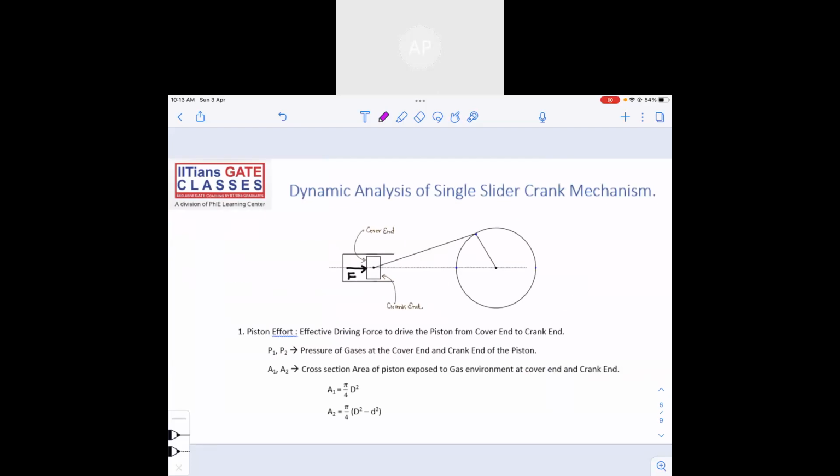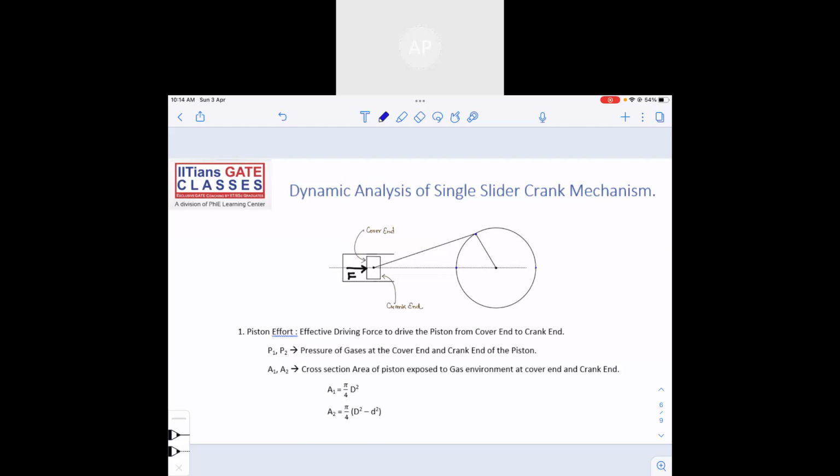Now what we are going to do is dynamic analysis. We are done with our kinematic analysis. I've just given you the formulas, but yes, we are done with kinematic analysis. Now we are going to do dynamic analysis. I will explain a little bit here, because formulas are many and it is not possible to remember all of them. So now suppose this is the piston.